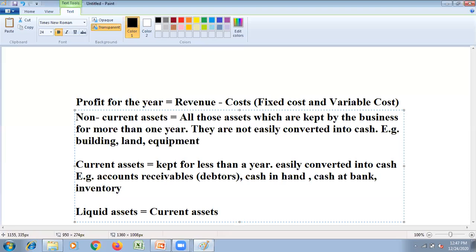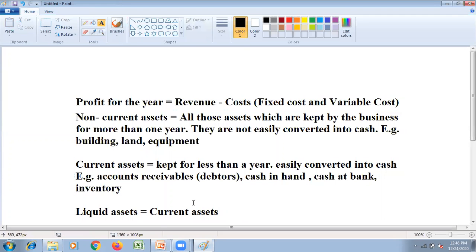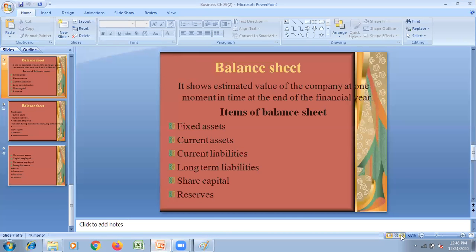So cash in hand, cash at bank, debtors, they are all liquid assets. The inventory is not a liquid asset. Why? Because it takes some time to be converted into cash, because you need to sell it and find the right price and place to get the money. Okay. Now getting back to the slide again.